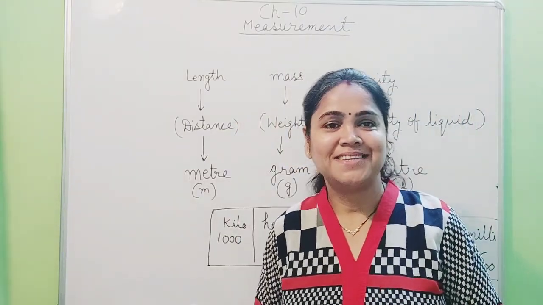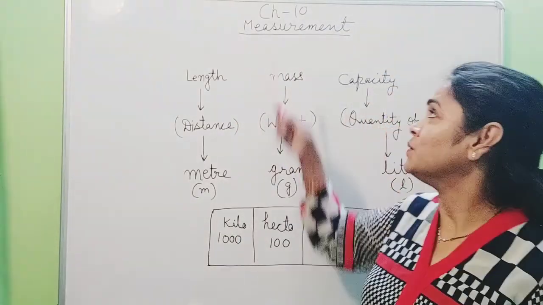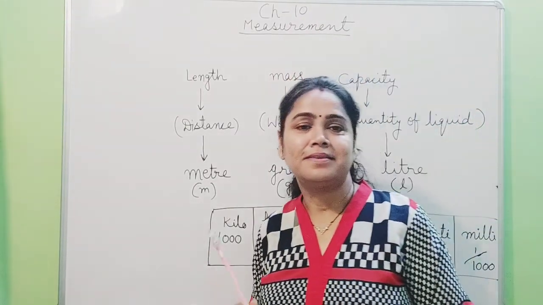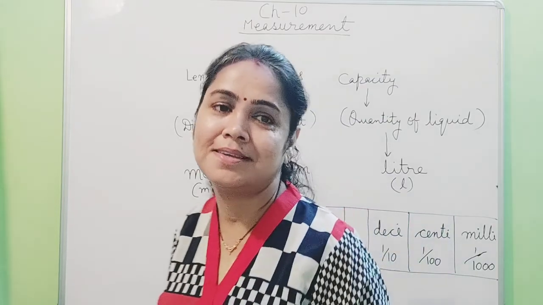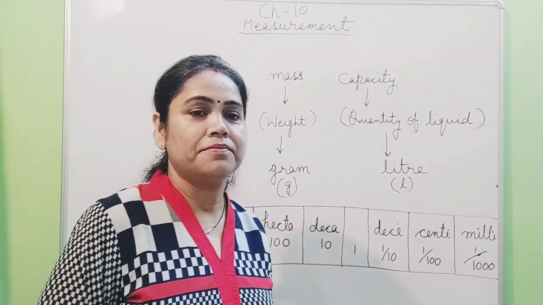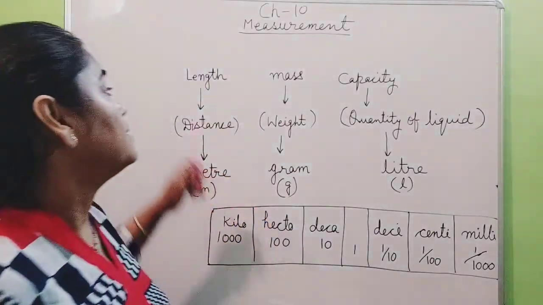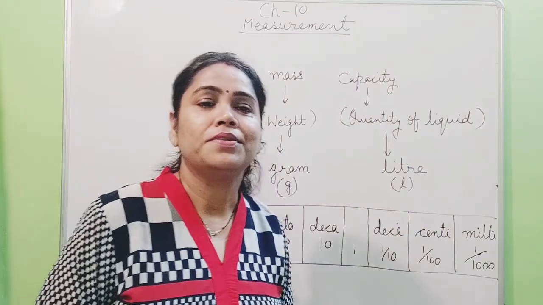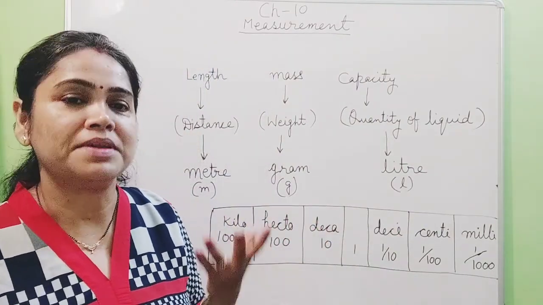Hello everyone. Today I will start our new chapter 10, measurement. In this we will discuss different units of length which you have already learnt in your class 4 or 5. Length, mass and capacity. Three things we are always measuring.